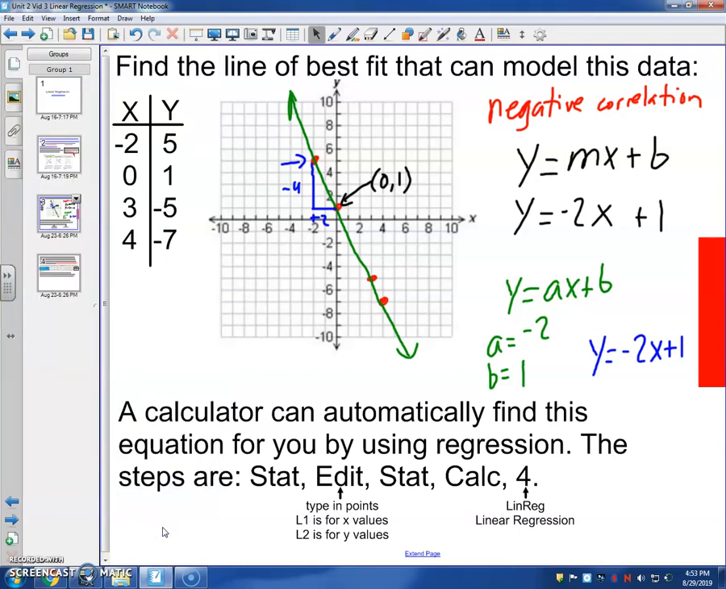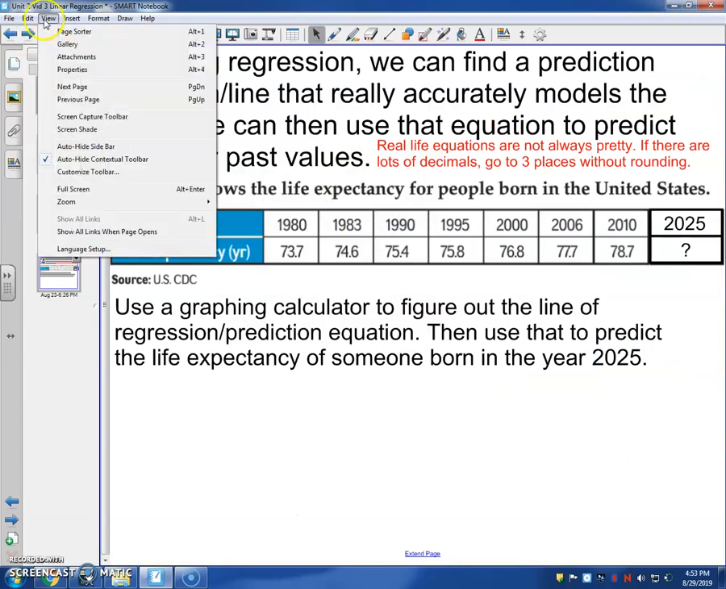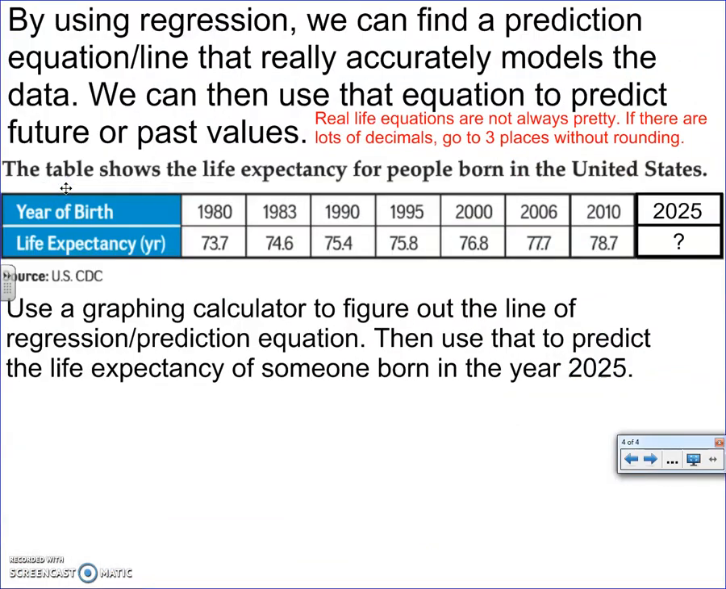Alright, so last slide. By using regression, we can find a prediction equation that can really accurately model the data. We can then use that equation to predict future or past values by extending that line. Now, real-life equations are not always pretty. They're not always whole numbers. If there are lots of decimals, we're going to round to 3 places without rounding.